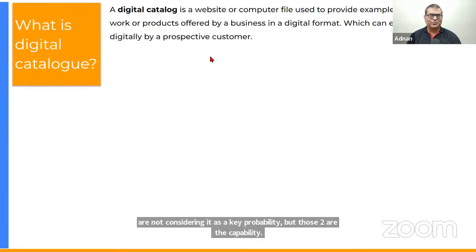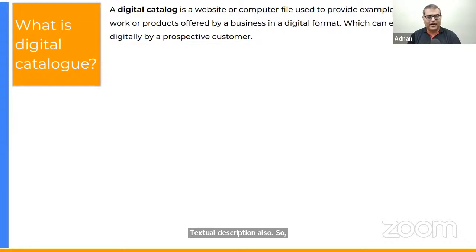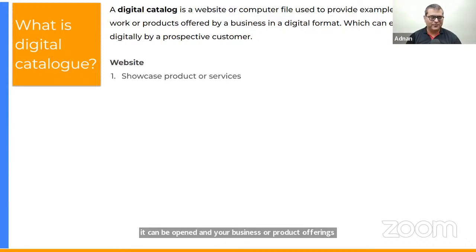textual description also. So a digital catalog is a website or a computer file used to provide examples of the person's work or product offered by the business in the digital format, which can be easily accessed digitally by a prospective customer. So this is also a very important point, that it can be easily accessed. So having a product catalog file or a PDF on your device or on your smartphone does not qualify to be called a digital catalog. A digital catalog is a website which can easily be accessed on the internet, right? So it has a place on the internet. It can be discovered, it can be opened, and your business or product offerings can be seen or inquired with.